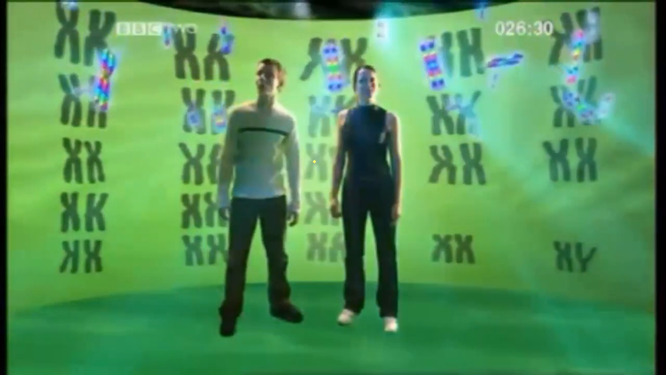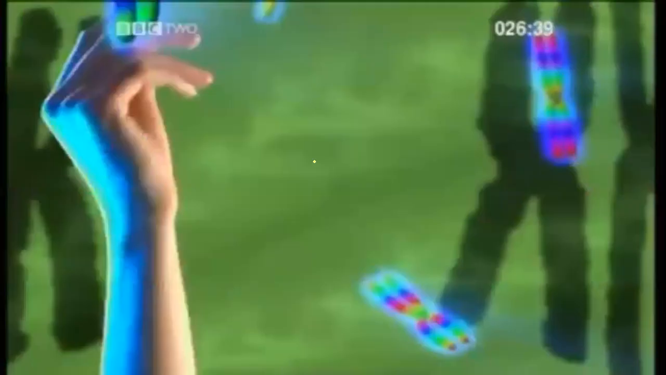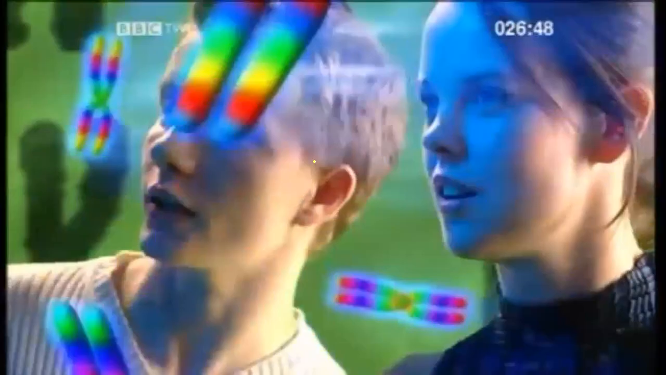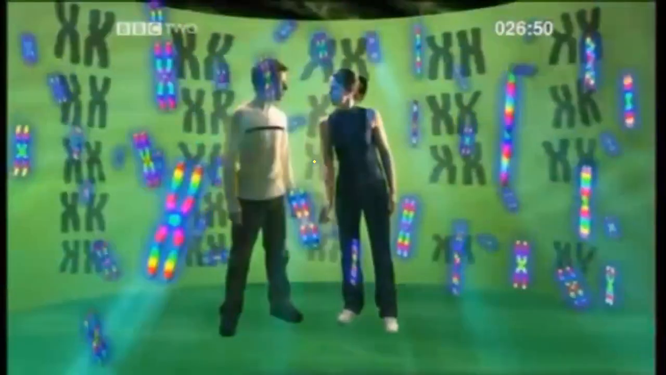Wow, a coloured snowstorm. These aren't snowflakes. These are the instructions of how our bodies are built. This is a chromosome. Oh, okay. Well, I've heard about those actually. So where in the body are they found?